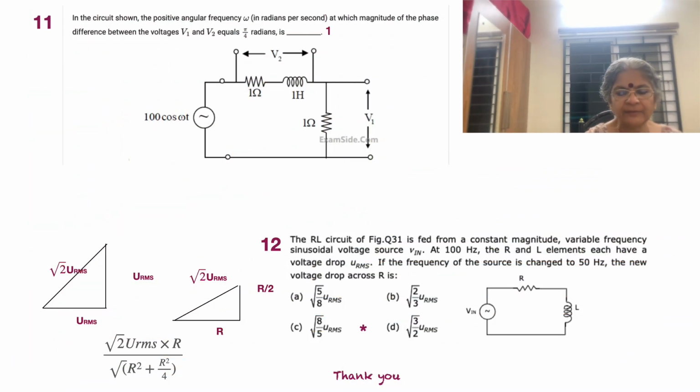So let's come to the last question in this session, which comprises simpler problems. It's the 12th problem. What do we have there? Just as before, we have an AC voltage source marked V in, that's the magnitude, and R and L connected together. The RL circuit of the figure is fed from a constant magnitude, variable frequency voltage source. Remember, the magnitude is going to be constant, equal to V in, but the frequency continues to change.